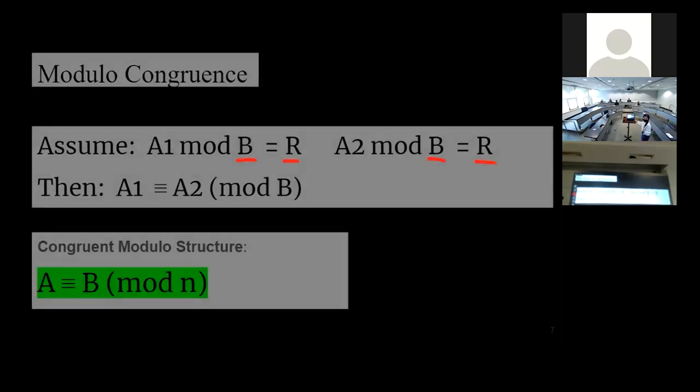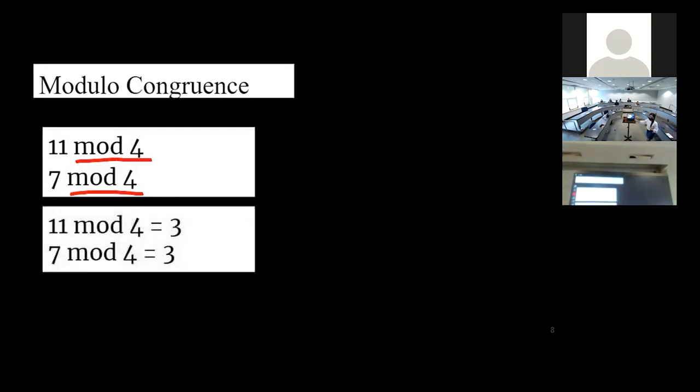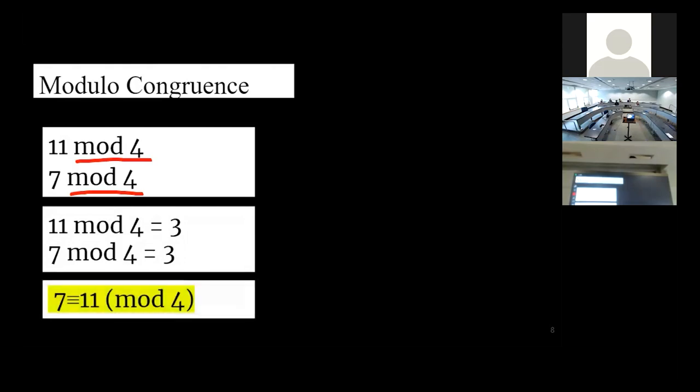To further see that, I have a problem: 11 mod 4 and 7 mod 4. You can already see that these two are the exact same. That basically shows that 11 and 7 are in the same mod 4. When we use the operation to divide, 11 divided by 4 gives a remainder of 3, and 7 divided by 4 gives a remainder of 3. They already share the same remainder. From here, we can conclude that 7 is congruent to 11 in mod 4.